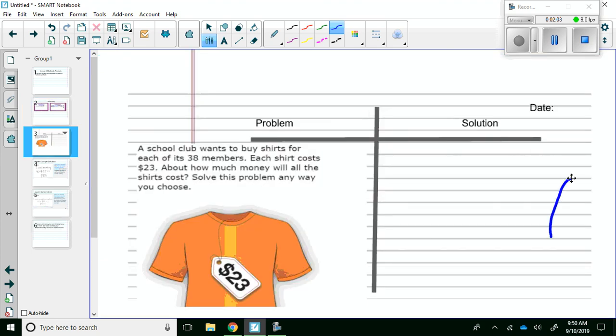Our next problem is the solve and share. And we will be using cubes to solve this problem. So as I'm reading it, I'm going to circle the numbers. A school club wants to buy shirts for each of its 38 members. So each person's going to get a t-shirt. Each shirt costs $23. About how much money will all the shirts cost? Solve this problem any way you choose.